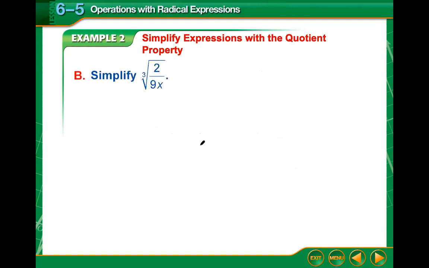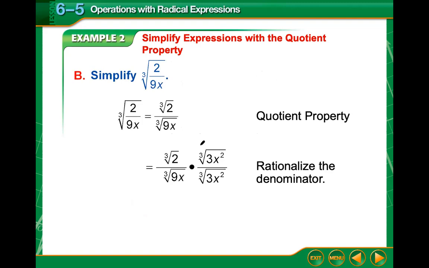All right, we're going to take the cubic root of 2 over 9x. We're going to use the quotient property, and we're going to go ahead and rationalize the denominator. You need to multiply using the same root, and then multiply by whatever it would take to get the inside, the radicand here, to be a perfect cube.